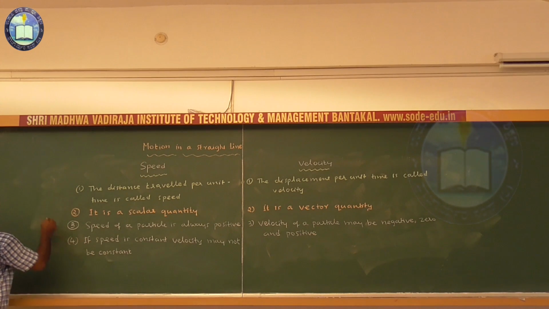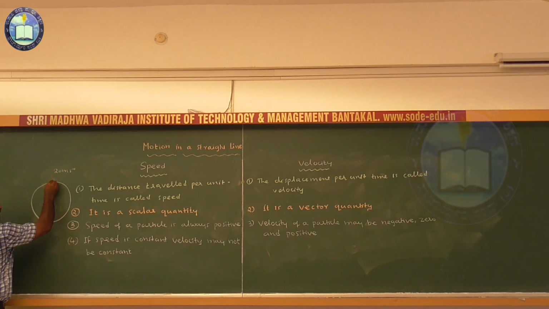See, for example, say a body is moving along the circumference of a circular path of some radius, say 10 centimeter or 10 meter. Say the speed of the particle is 20 meter per second. At any position during its path, speed remains constant because only the magnitude is 20 meter per second.